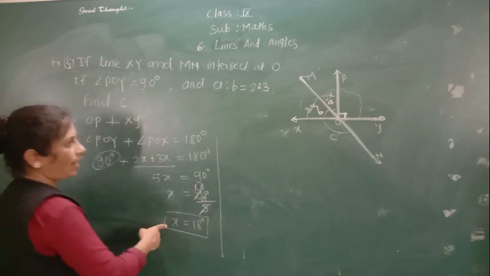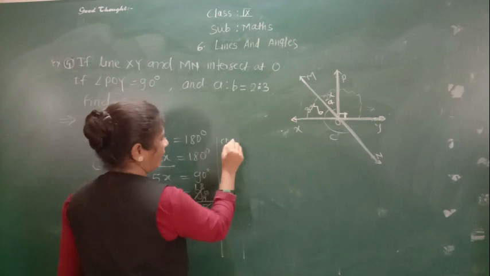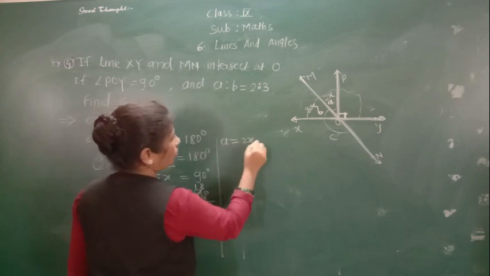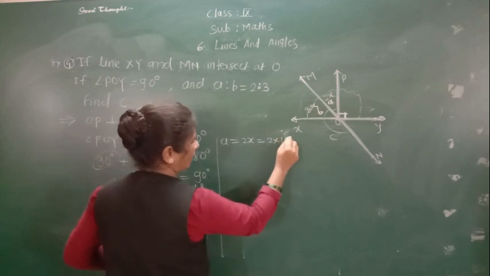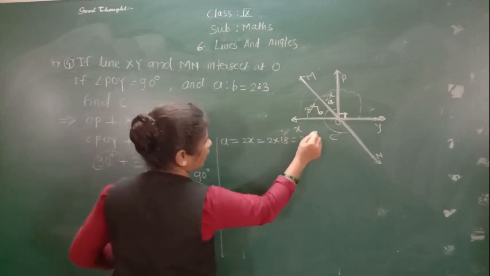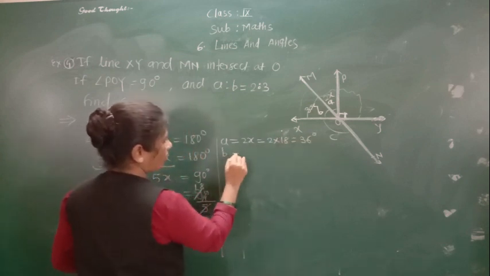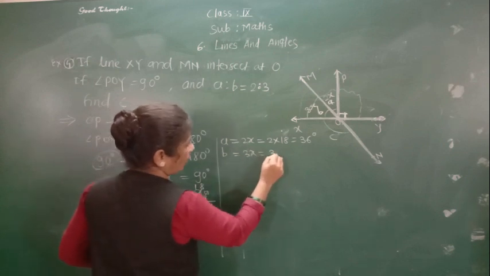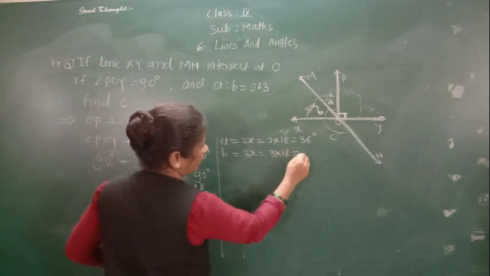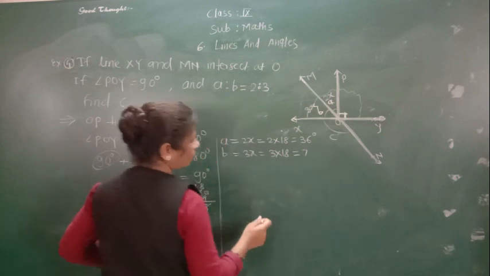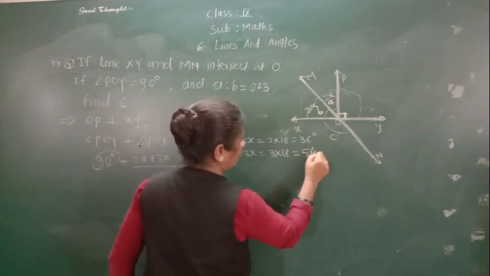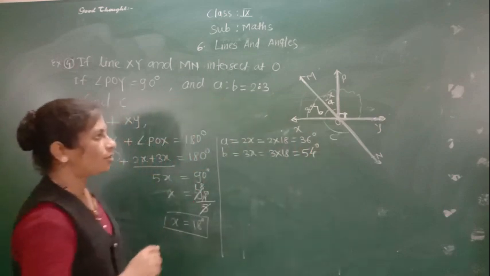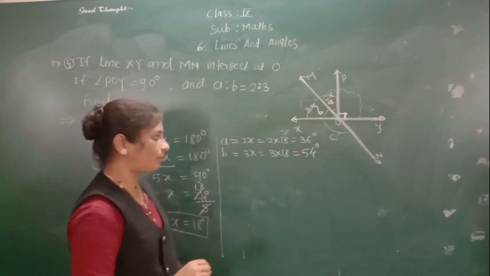Okay, so we will find what A is. A equals 2x, so 2 into 18 equals 36 degrees, and B equals 3x, so 3 into 18 is 54 degrees. Okay, so B equals 54 degrees.